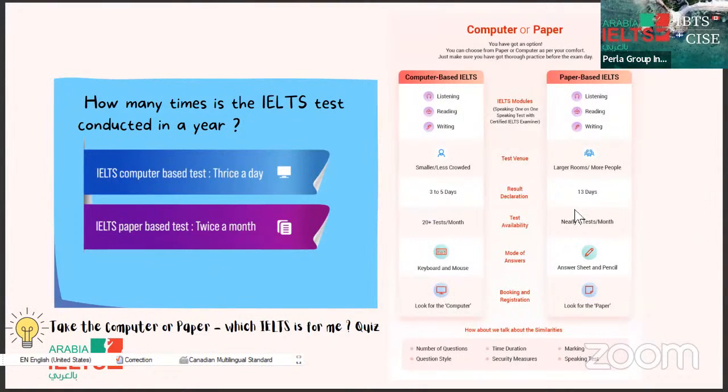Computerized IELTS versus paper-based IELTS. The difference is in the result, okay, and the venue. So you have different venues when it comes to the computer, as well as the tools that you will use in the exam. You will use a computer, while the other you will use a paper.